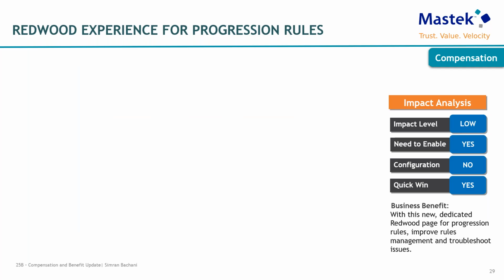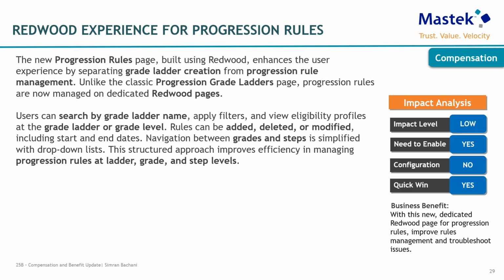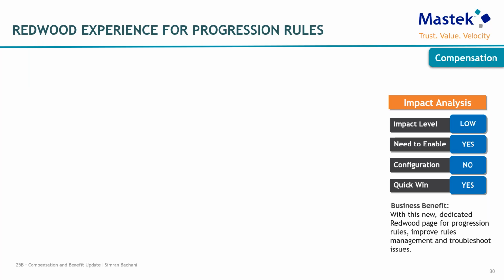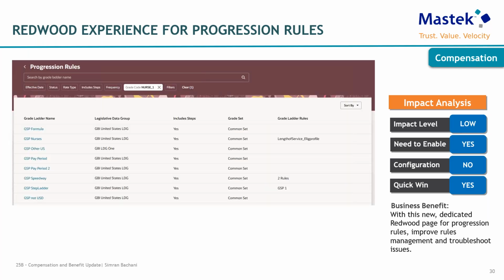Next is Redwood experience for progression rules. The new progression rules page developed using the Redwood toolset offers a more organized and streamlined user experience for managing grade ladder progression rules. Unlike the previous system where the progression rules were created within the grade ladder page, the new page allows administrators to handle the grade ladder and progression rules separately. The key features include the search by grade ladder name, in which the results show only progression grade ladders with filters similar to those on the Redwood grade ladders page.